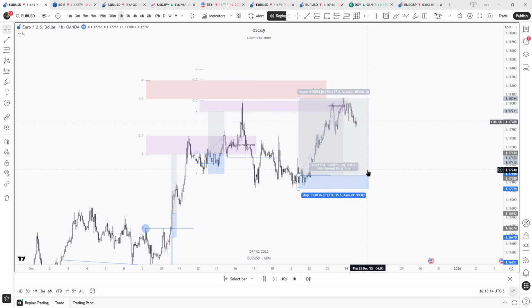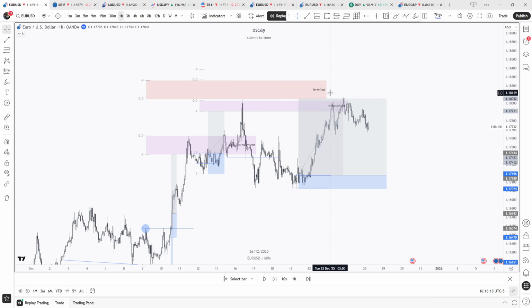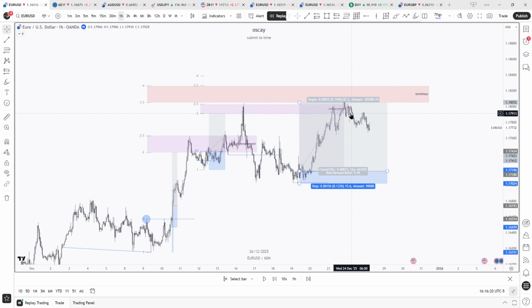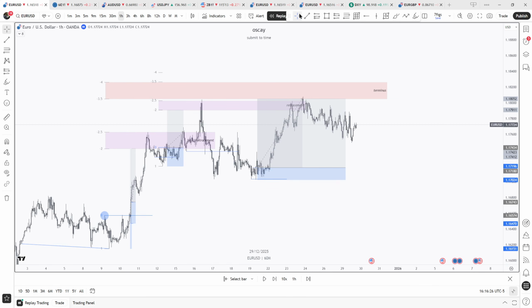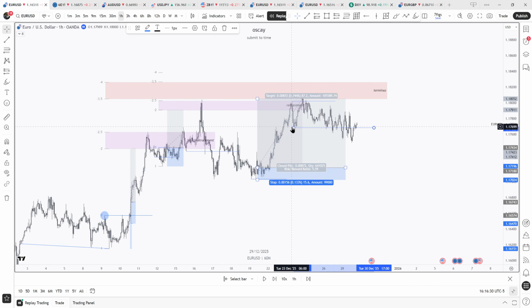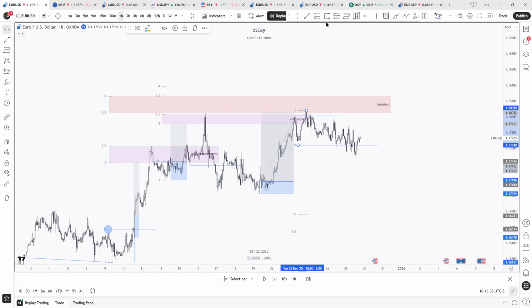Bang. Look at that. This is just art. You cannot make this up. We beautifully tap minus 3.5 standard deviations and then we reject. Do you make this up? Because I can't. And now we have a breaker pattern right here to the downside, indicating to us that this is potentially the reversal area, pushing price back down to minus 2.5. And let's see if that occurs.